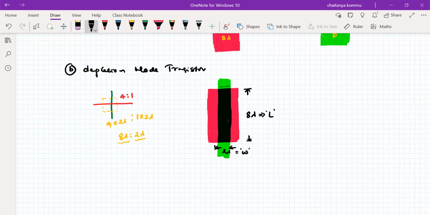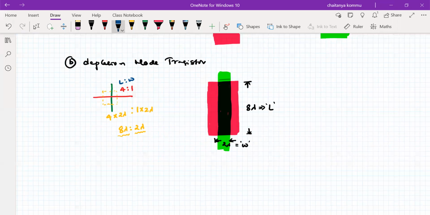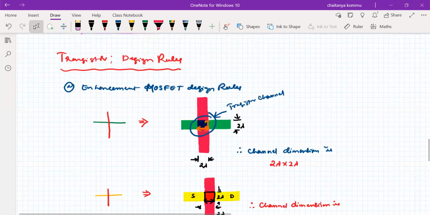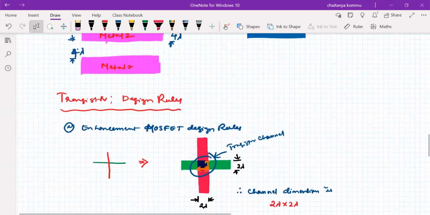Okay, so therefore length to width ratio. This is called length to width ratio. The length of the transistor should be 8 lambda that we have to consider for the depletion mode type of transistor. Width should be 2 lambda. Okay, so therefore this is actually the length to width ratio that we have to consider in case of enhancement to depletion. Okay, so with that we have to consider the transistor dimensions according to the width and length of the particular materials.